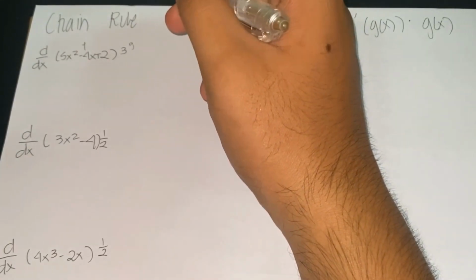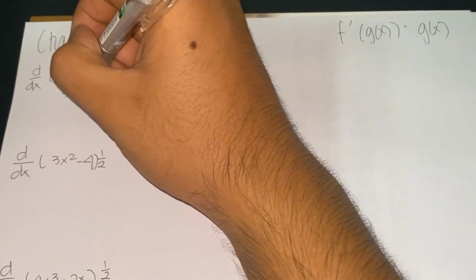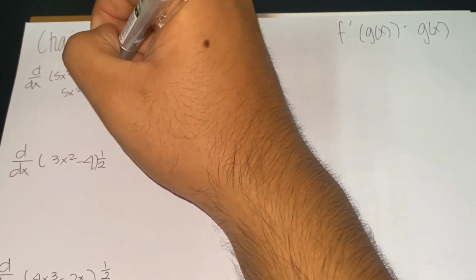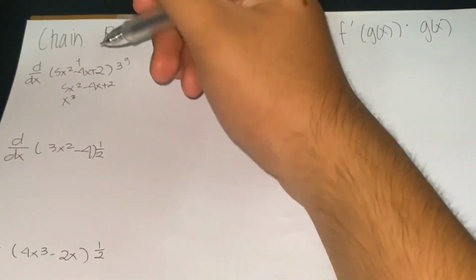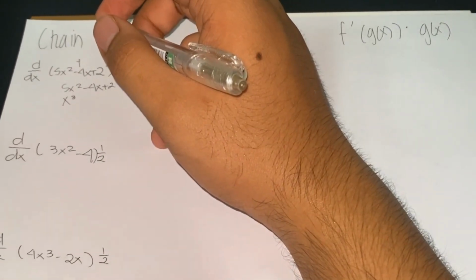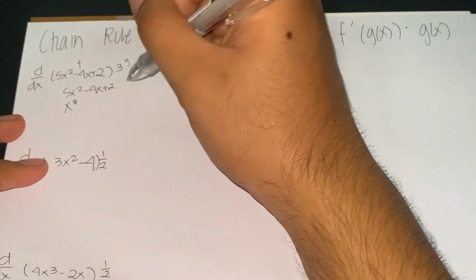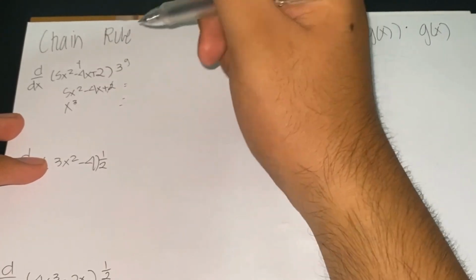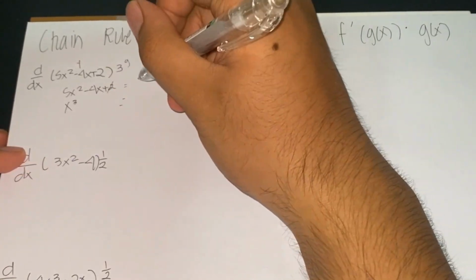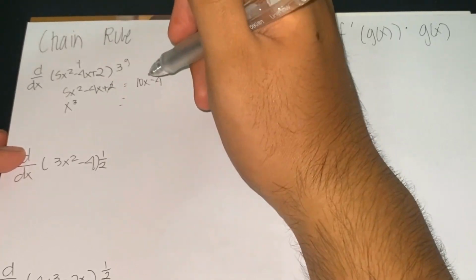Now, let us solve. Our inner function is 5x squared minus 4x plus 2. The outer function is cubed. So we must differentiate the outer and inner functions to get the derivatives. What are the derivatives of x cubed and 5x squared minus 4x plus 2? This is a constant, so we just cancel that out. 5x squared would be 10x. Then minus 4, since x would just get cancelled.